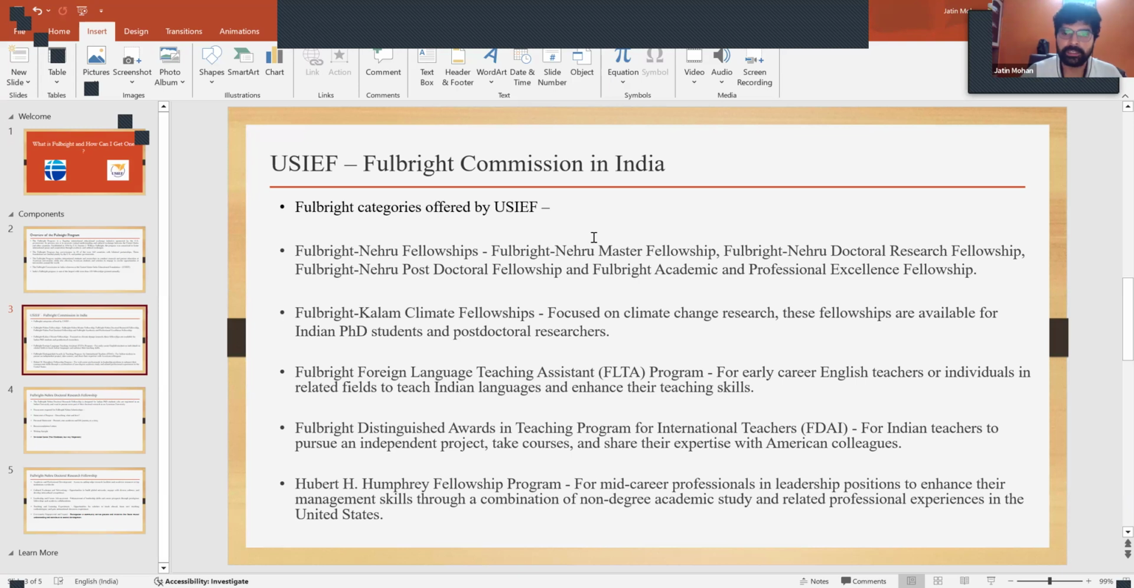All of these categories send you to the US for different time periods. The Master's fellowship sends you for 2 years. The Doctoral research fellowship sends you to the US for 6 to 9 months. The Postdoctoral fellowship is again for 2 years, because postdoctoral study is 2 years. The Academic and Professional Excellence fellowship sends you to the US for at least 6 to 9 months, I think.